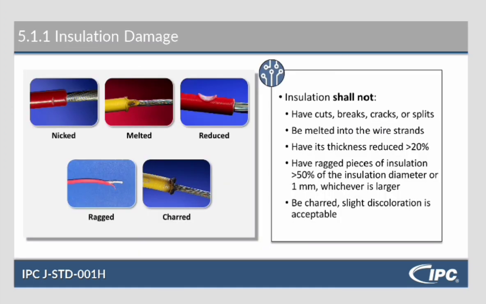5.1.1, Insulation Damage. Insulation shall not have cuts, breaks, cracks, or splits. It shall not be melted into the wire strands. It shall not have its thickness reduced by greater than 20%. It shall not have ragged pieces of insulation that are greater than 50% of the insulation diameter, or 1 millimeter, whichever is larger. It also shall not be charred or burnt.